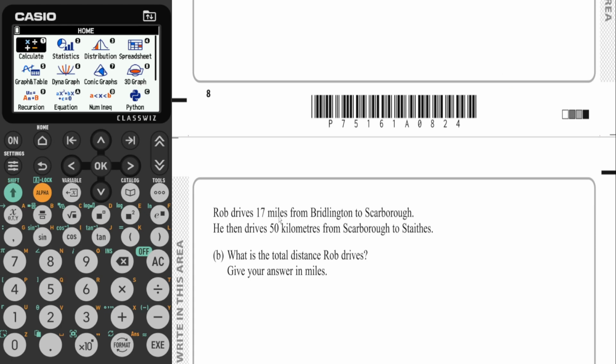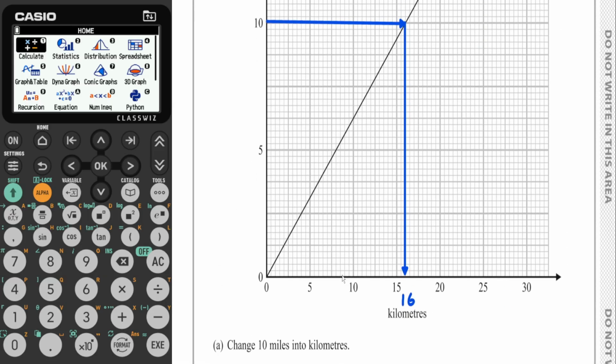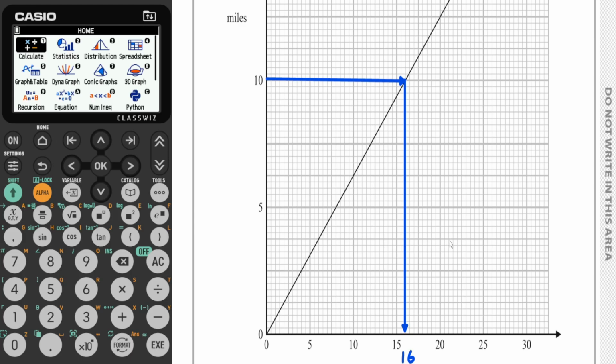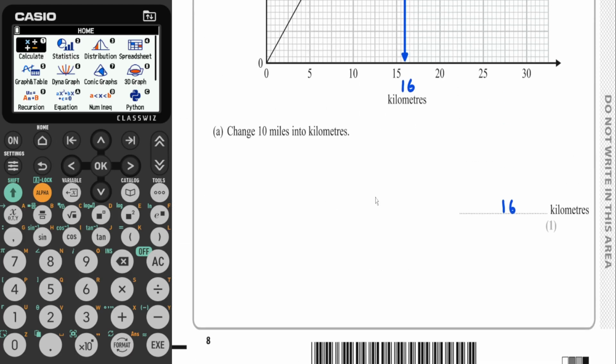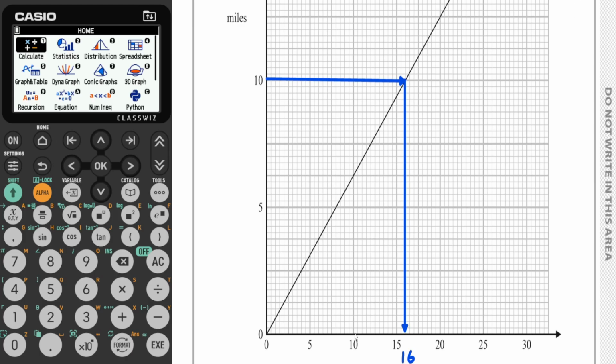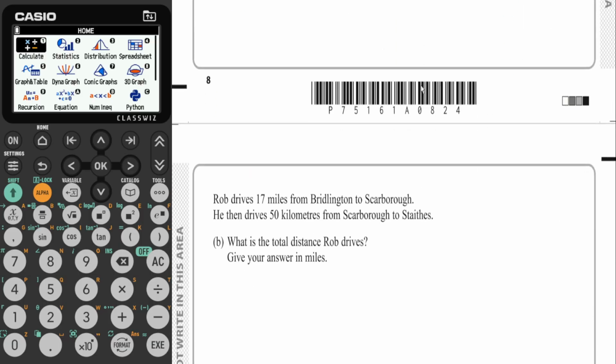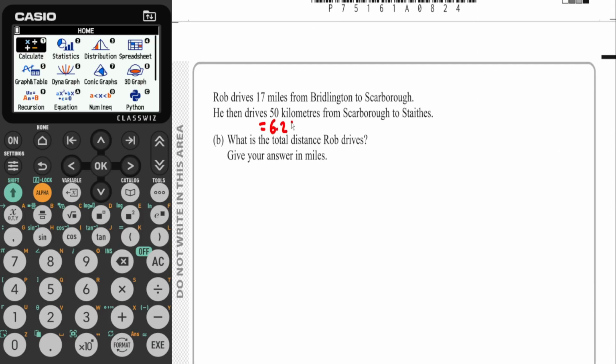Part B, Rob drives 17 miles from Bridlington to Scarborough. He then drives 50 kilometers from Scarborough to Staithes. Part B, what is the total distance Rob drives? Give your answer in miles. So what we need to do is convert a value of 50 kilometers to miles. So what we can do first of all is find out what 10 kilometers is. And you'd find 10 kilometers to equal 6.25 miles.